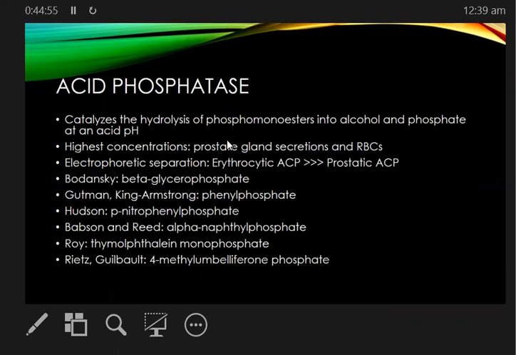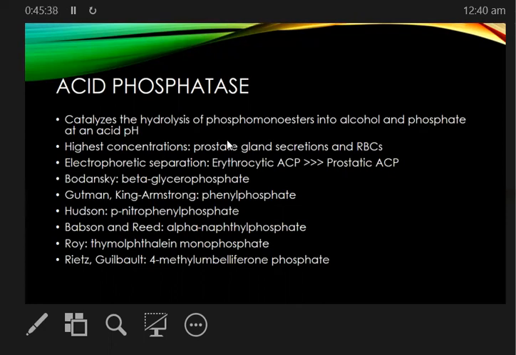So, when it comes to the specificity of your ACP, it can be found in greatest concentrations in the following: we have prostate, liver, spleen, RBCs, platelets, and bone. However, highest concentrations are found in your prostate gland secretions and your RBCs. All right, so that's why when it comes to the isoenzymes that are clinically significant, we consider your prostatic ACP and your non-prostatic ACP, otherwise referred to as your erythrocytic ACP.